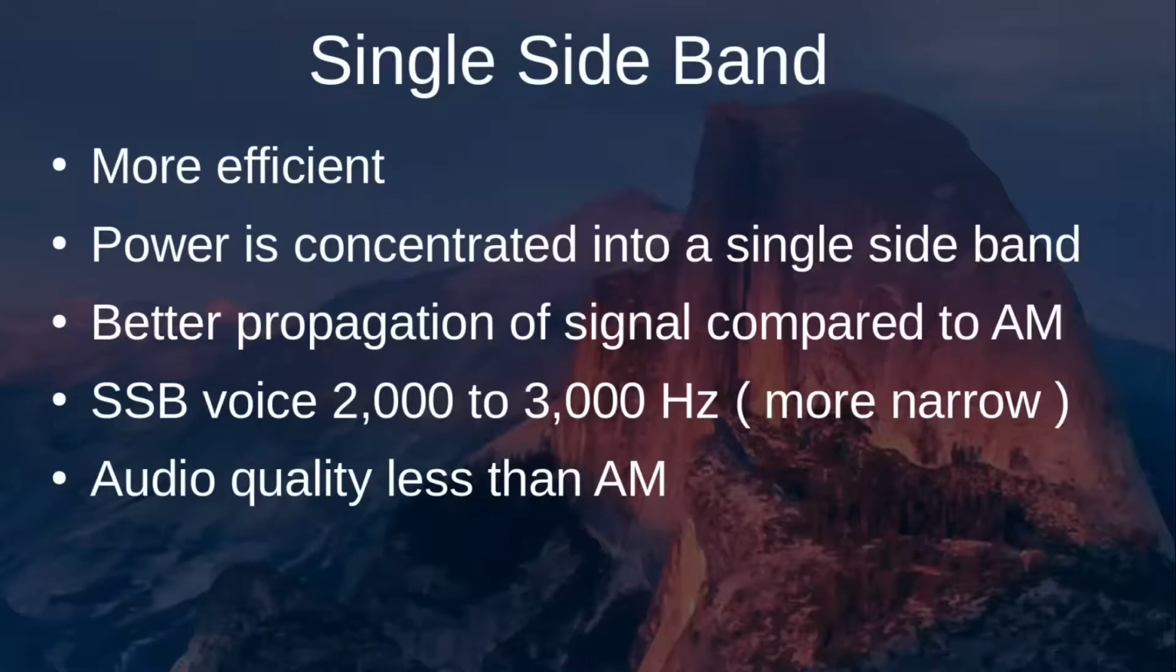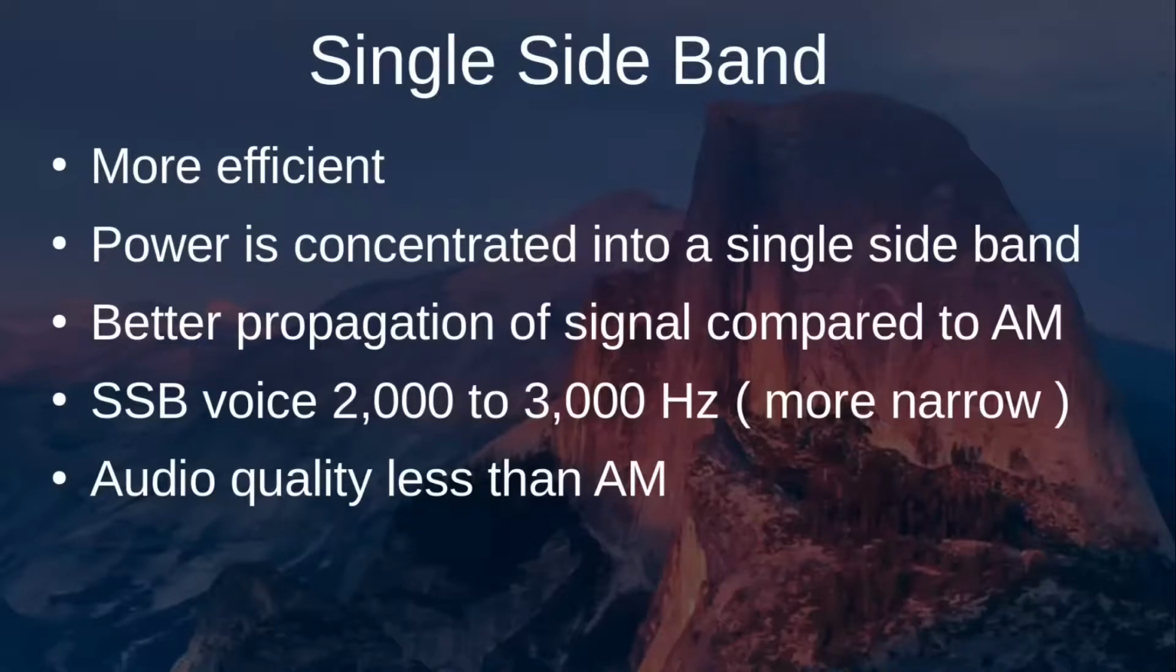A single sideband signal is much more efficient because power is concentrated into that single sideband. It has better propagation of signal compared to AM. So AM may sound better and fuller, but a single sideband radio wave will go farther and give you better propagation.